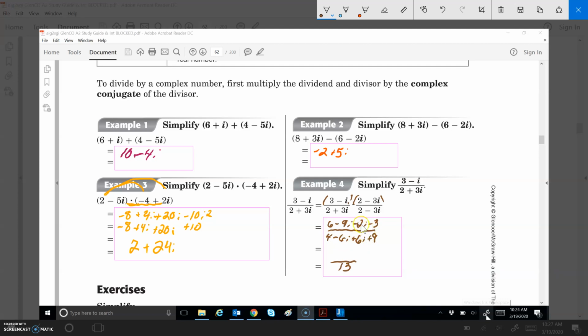In the top, 6 minus 3 is 3, and negative 9i minus 2i is negative 11i. And that's it. So the complex conjugate is what we need to do. The complex conjugate is the same numbers, just a different sign in the middle.